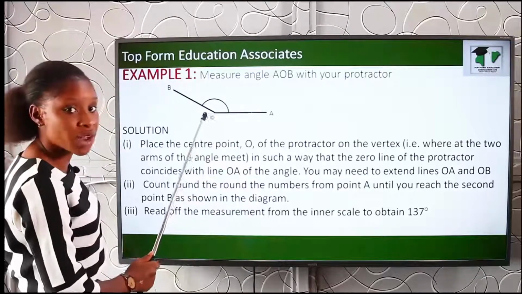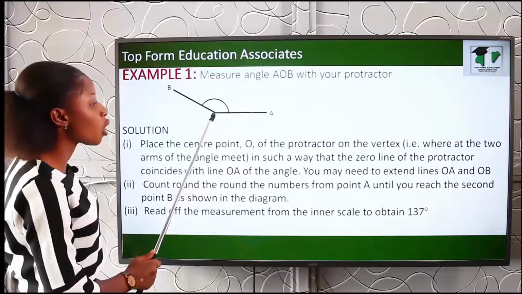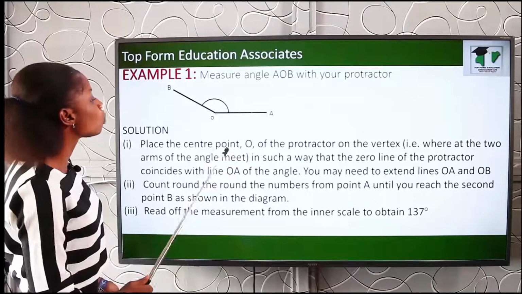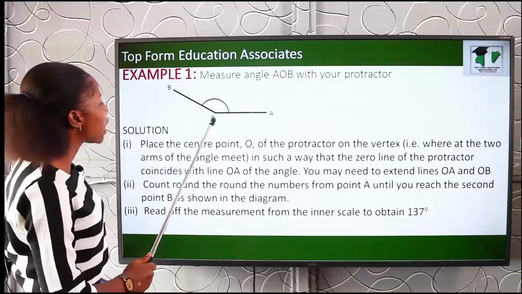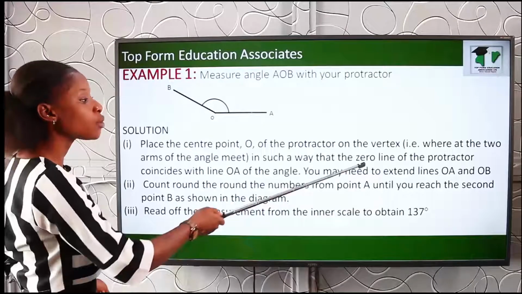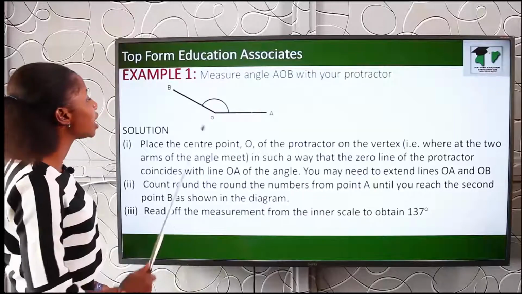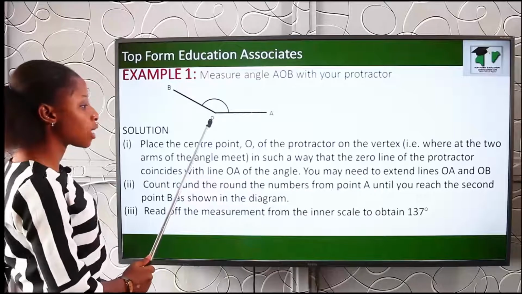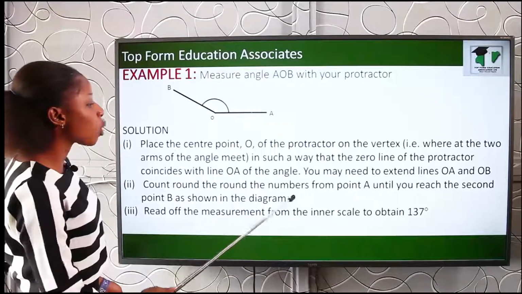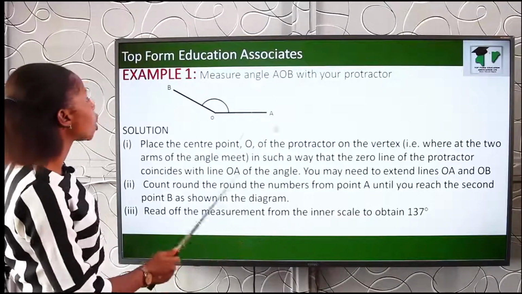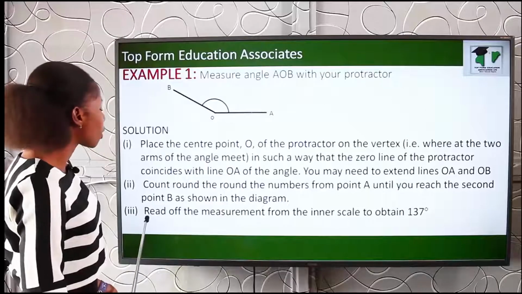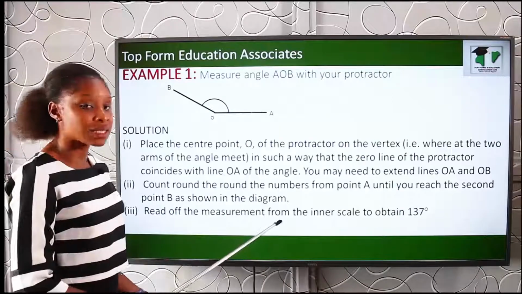Remember, this point is called the vertex from previous study, where the two arms of the angle meet. So we're going to place the center point at O in such a way that the zero line of the protractor coincides with the line OA of the angle. Now, the second step, we're going to count round the numbers from point A until we reach point B. The third and final step says we're going to read off the measurement from the inner scale to get our answer.